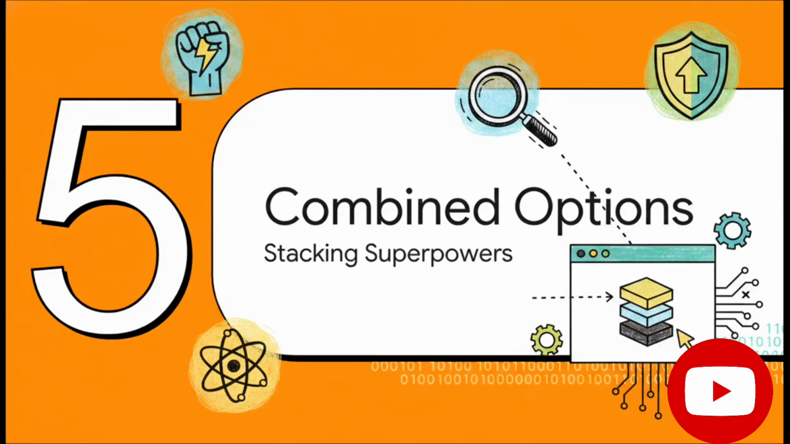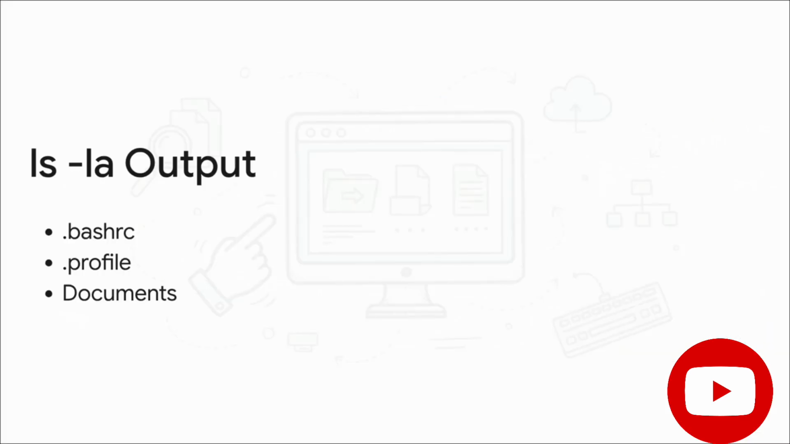And now, Section 5, Mastering Combined Options. This is where we start stacking superpowers. This is the really fun part. You don't actually have to run these commands one at a time. When we combine -l for the long format and -a for all the hidden files, we get ls -la. This exposes everything in full detail. We instantly see the hidden .bashrc and .profile files right alongside our standard documents folder, completely loaded with their permissions, owners, and sizes. It is 100% complete visibility.